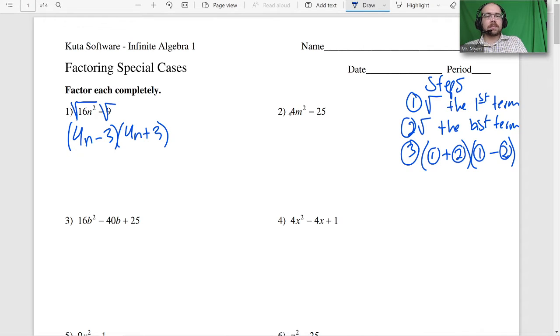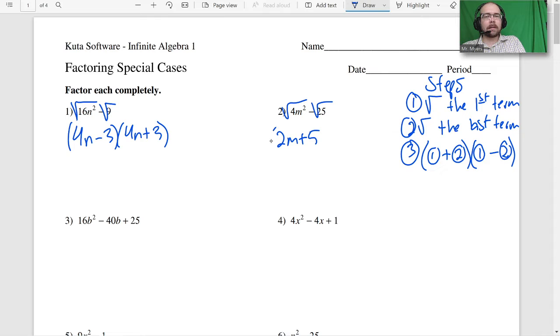So step 2, or number 2 here, we've got the square root of this, square root of that. Square root of 4 is 2. Square root of m squared is m. Square root of 25 is 5. One's a plus, one's a minus. You can do minus and then plus. I did minus and then plus on number 1, so I didn't do it exactly like this, but it doesn't really matter which one you put first.